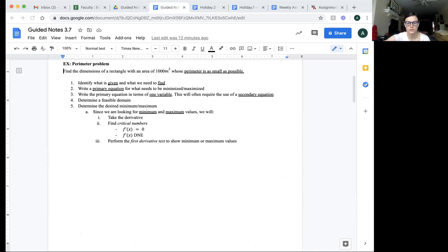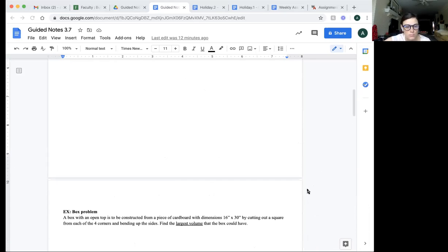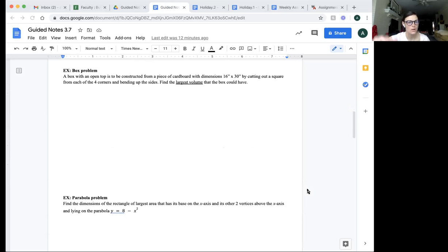All right, so moving right along, box problem. A box with an open top is to be constructed from a piece of cardboard with dimensions 16 by 30 by cutting out a square from each of the 4 corners and bending up the sides. Find the largest volume the box could have.